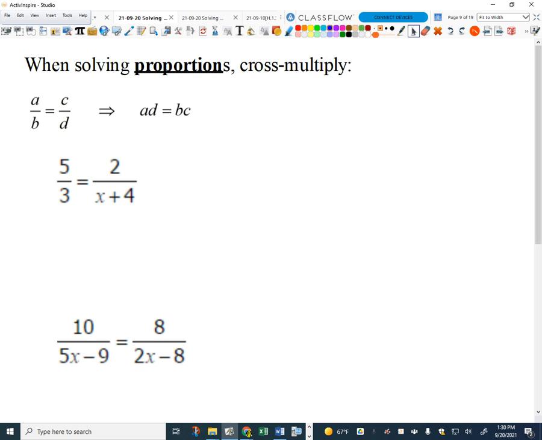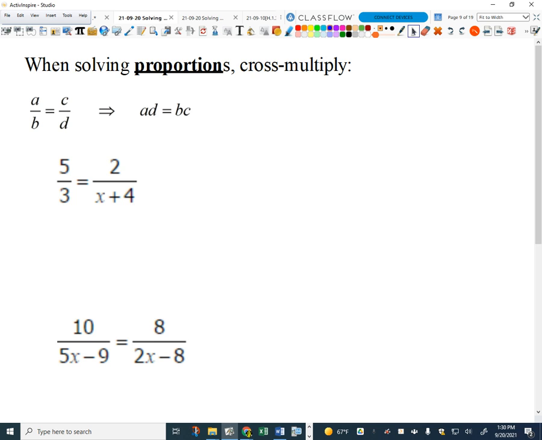What's a proportion? A proportion in math simply means a fractional equation. If I have a single fraction equal to a single fraction, we love those in math because those are really easy to solve. What's the trick for solving a proportion? What did you do to solve a proportion? Remember? You can cross multiply.